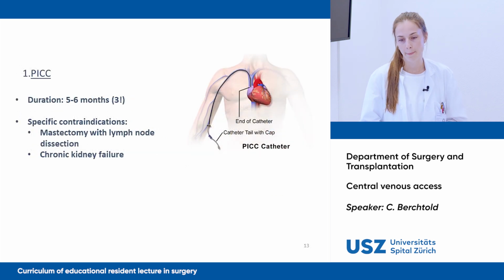Peripherally inserted central catheters can technically remain in place for 5 to 6 months, but in daily practice we see that they often start thrombosing or occluding within the first 3 months. Specific contraindications for these are status post-mastectomy with lymph node dissection, and also chronic kidney failure, because you wouldn't want to touch these veins with regard to future hemodialysis.